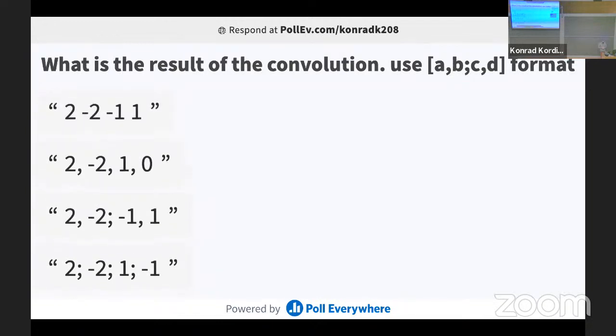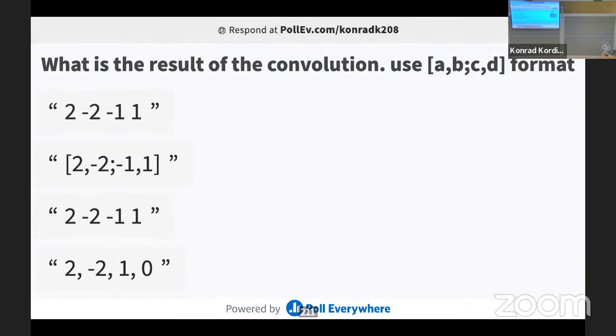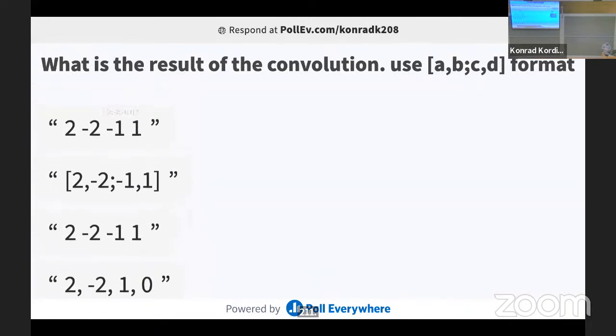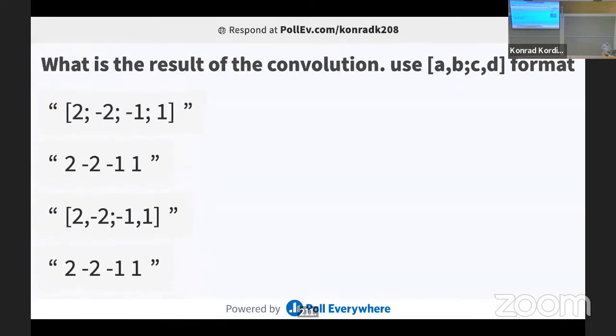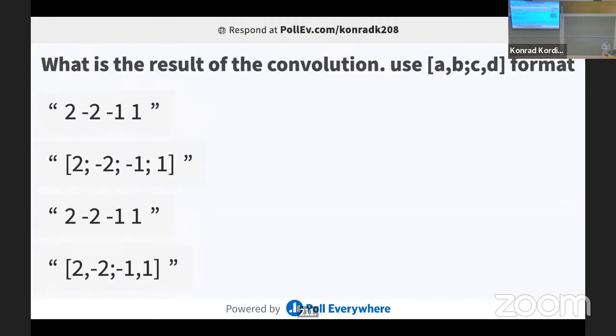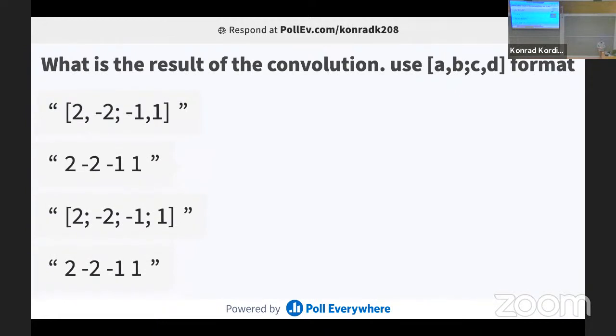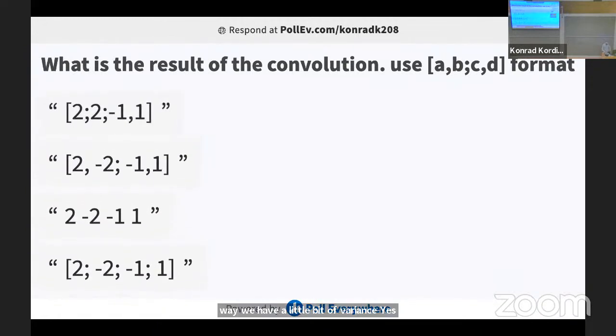Okay, wow, we're split half-half. 2, 2, 1, 1. We have a little bit of variance. Great. Okay, so why don't we do it together?